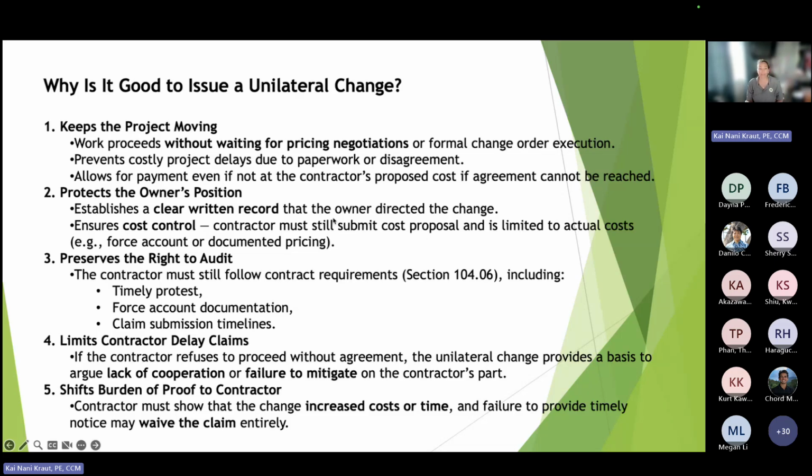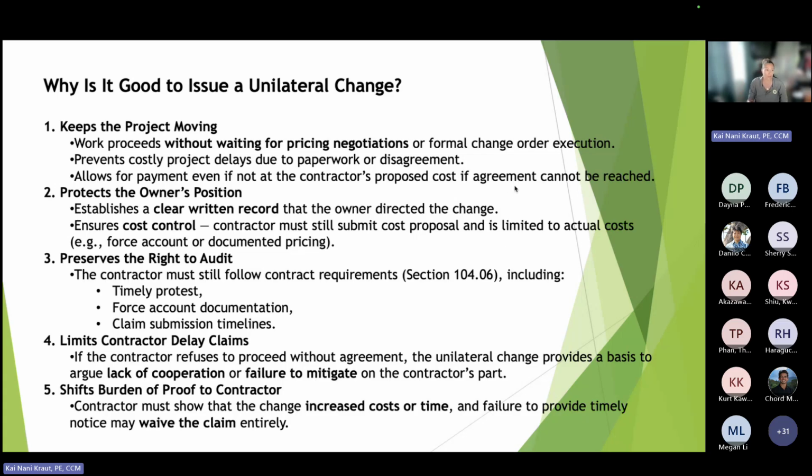It establishes a clear written record that the owner directed the change, and it ensures cost control. The contractor must submit the cost proposal and is limited to actual costs. We start to forego a pre-priced change because the work is already happening. I don't know if Kaha was on, but about 5 years ago, when we were talking about changes, if the change was not pre-priced and the work proceeded, then it should basically follow force account, and we should be pricing the work as it's actually occurring.